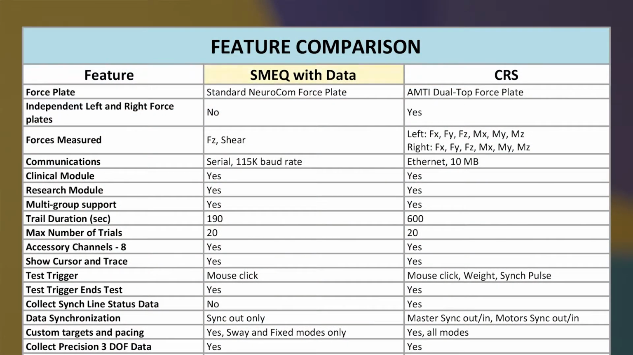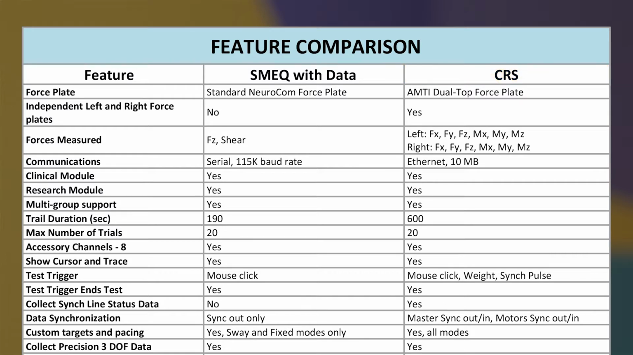Option 1 is a Smart EquiTest clinical system with the add-on option of the Data Acquisition Toolkit software used for research, which is abbreviated as SMEQ with data. Option number 2 is a Smart EquiTest clinical research system, which is abbreviated as CRS.